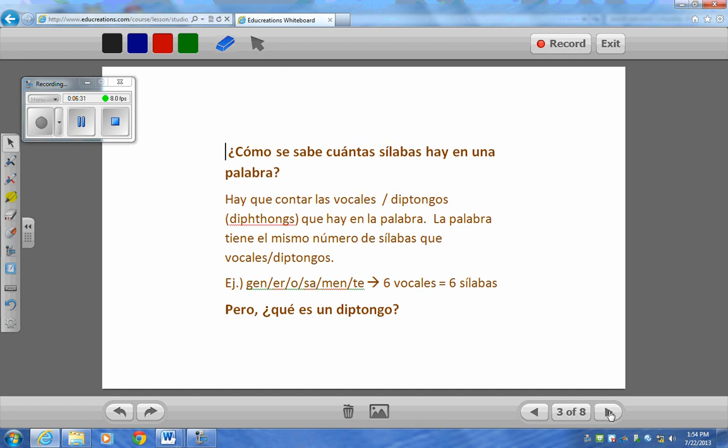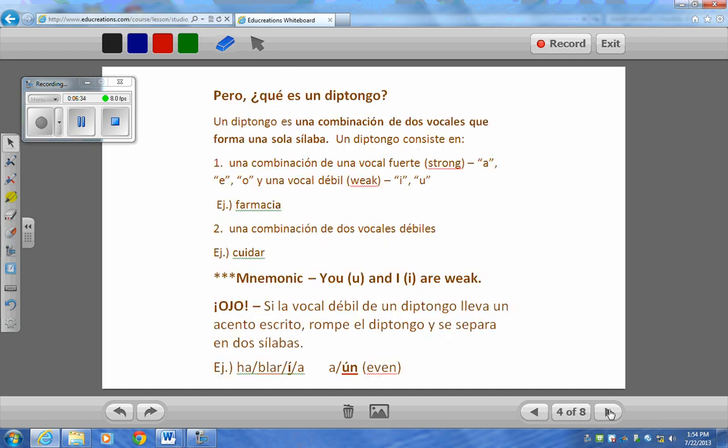Okay, now let's take a look at what exactly is a diptongo. Okay, un diptongo es una combinación de dos vocales que forma una sola sílaba. Un diptongo consiste en, okay, so we've got two vowels that form a syllable together. Okay, this is how you form a diphthong. You can either have número uno, una combinación de una vocal fuerte y una vocal débil. So a combination of a strong vowel, which are A, E, and O, or weak, which are I or U, in either order. If you put one of those strongs with a weak, you're going to get a diphthong.